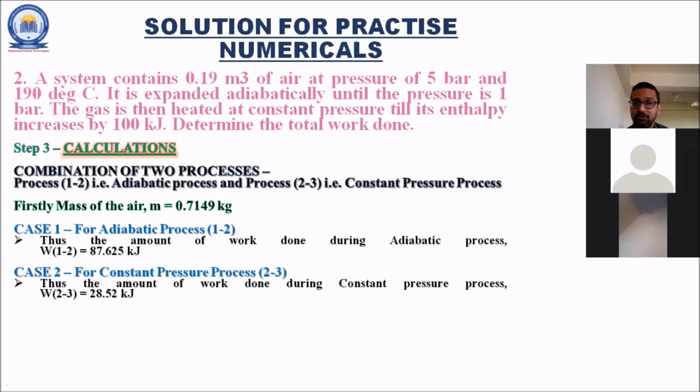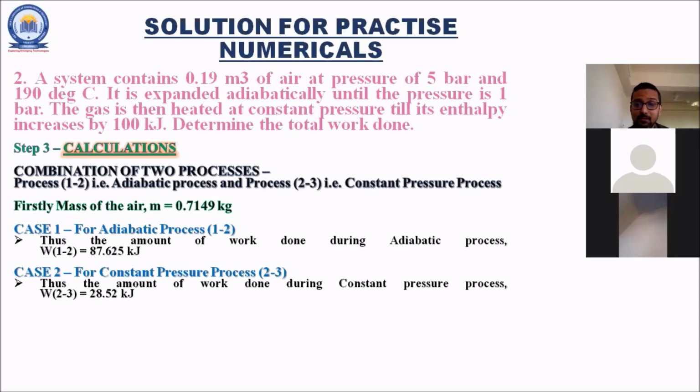The standard equation for delta H is equal to mCp(T2 minus T1), that is the final temperature minus the initial temperature. But in this numerical, the constant pressure process starts from 2 and ends at 3. So I will write delta H equal to mCp(T3 minus T2). Substituting the values of delta H, m, capital R and T2, I will get the answer for T3.